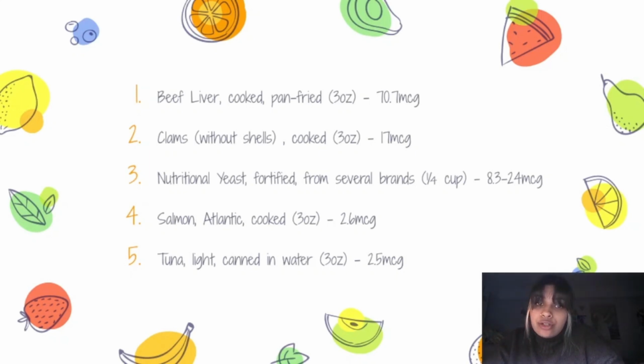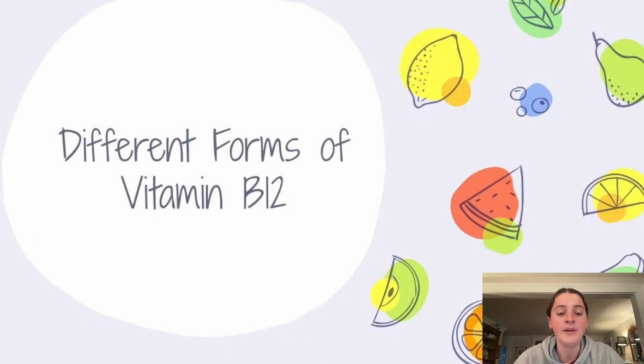1/4 cup of nutritional yeast, fortified, can provide 8.3 to 24 micrograms, and this is usually used as an adjunct to seasonings and flavorings in soups and snacks. 3 ounces of cooked Atlantic salmon can provide 2.6 micrograms, and 3 ounces of canned tuna can provide 2.5 micrograms of B12. Now we are going to look at the different forms of vitamin B12.